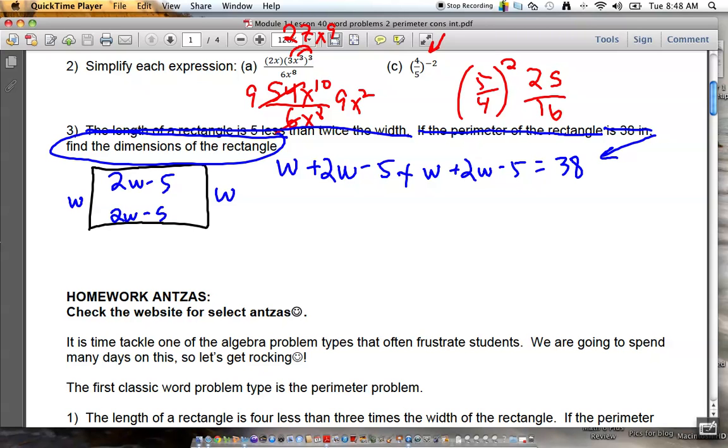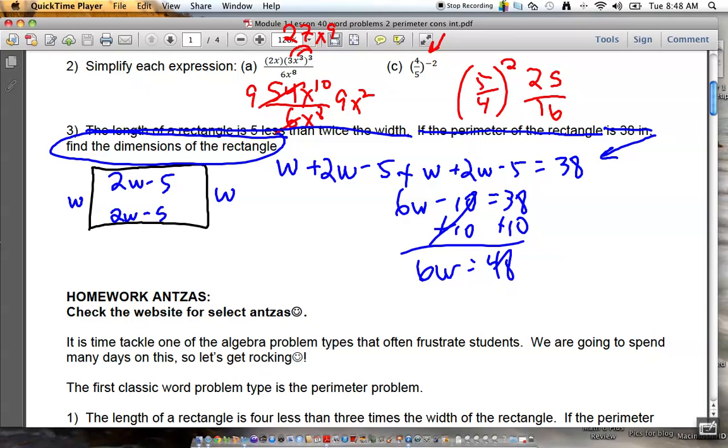1, 3, 4, 6W minus 10 is 38. Add 10. 6W is 48. Divide by 6. W is 8.